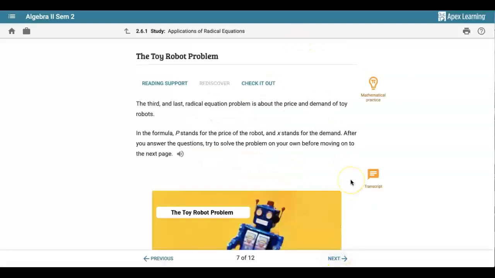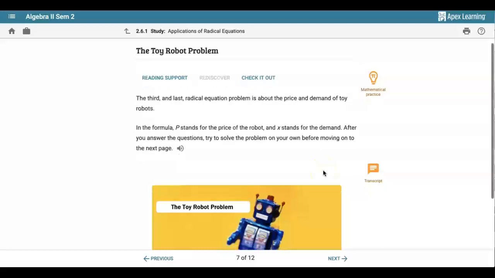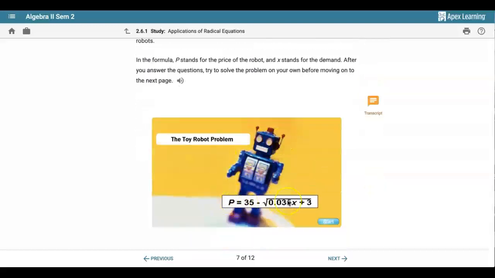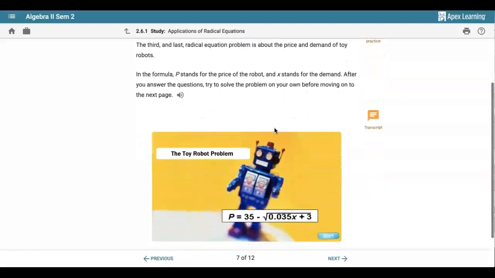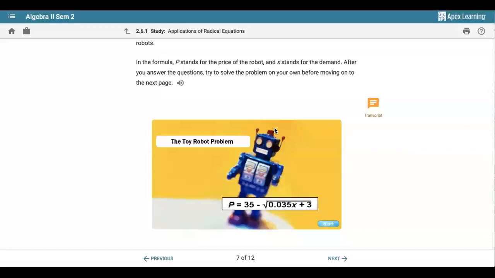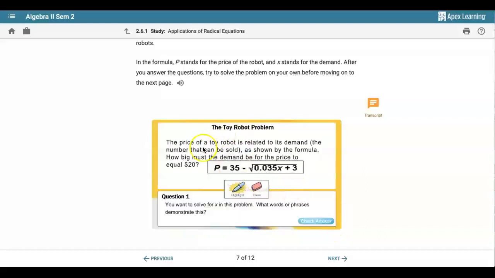Taking a look at the next one here, a toy robot. Our toy robot problem. Again, we're given an equation here, and this is talking about the price and demand of toys. So price and demand, an economics-based problem. We've got this equation here where P stands for the price of the robot, X stands for the demand, how many people want this robot. And this is the equation that we've come up with. So the price of a toy robot is related to its demand, the number that can be sold, as shown by the formula here.